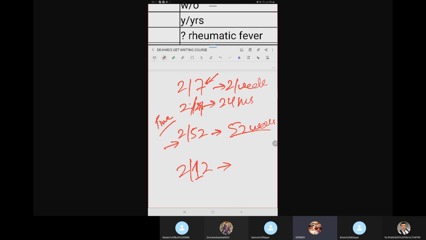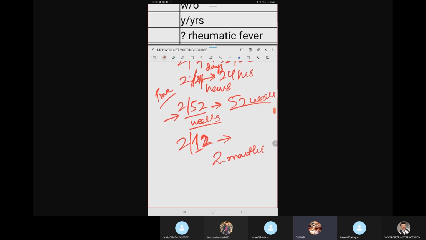Dr. Saima. Maybe 12 weeks. 12 weeks. This is for weeks. This is for hours. This is for days. What is this for? 2 out of maybe 12. For months. Months, right? Months.